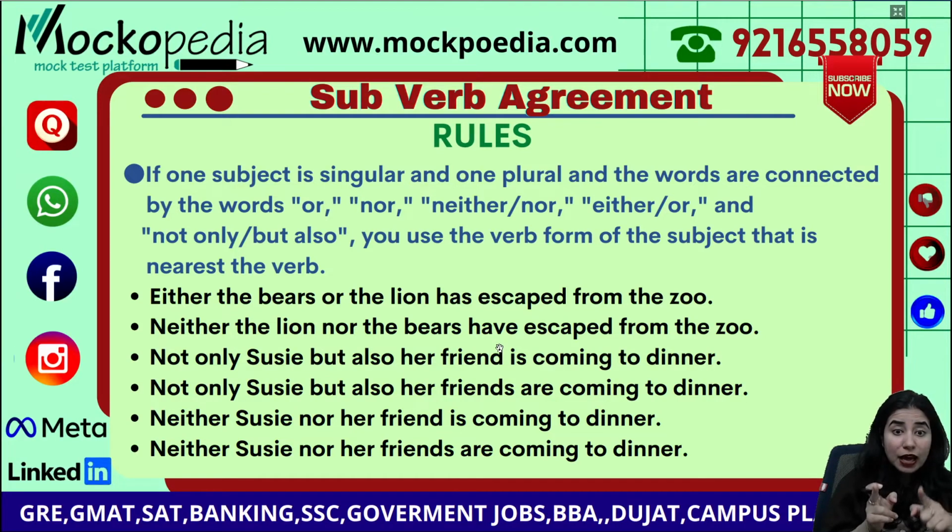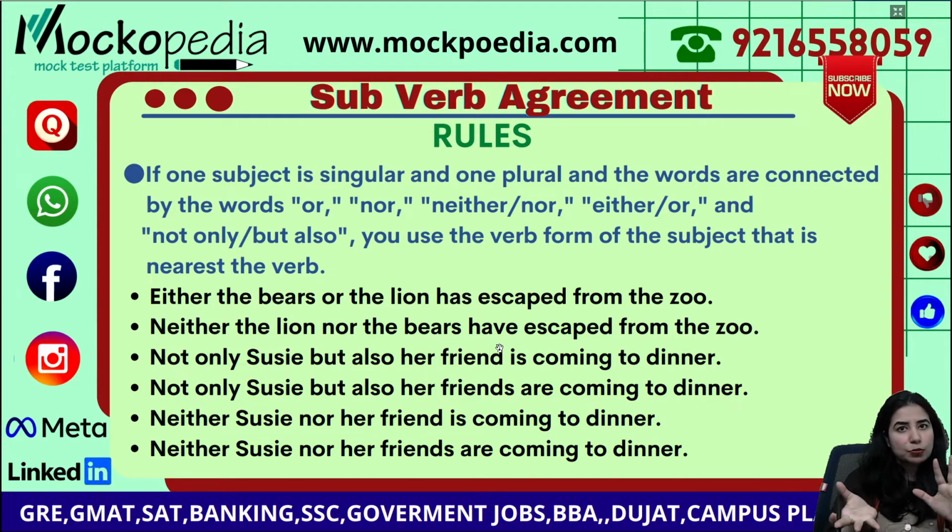So the verb is are. What is near to the verb? Friends. Friends is plural. So we are picking are, which is a plural verb. I hope we are clear with the examples. Please do remember or, nor, neither nor, either or, not only but also. So I have talked about all the possible variations.